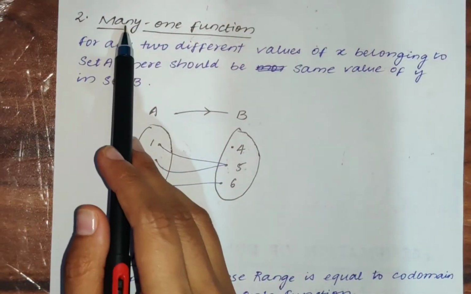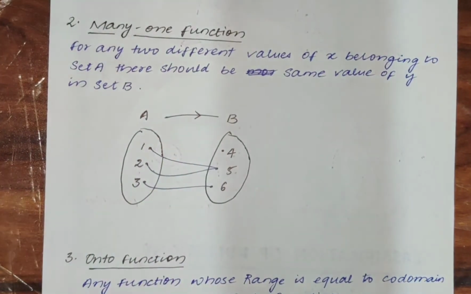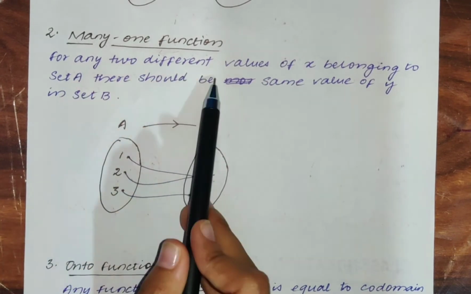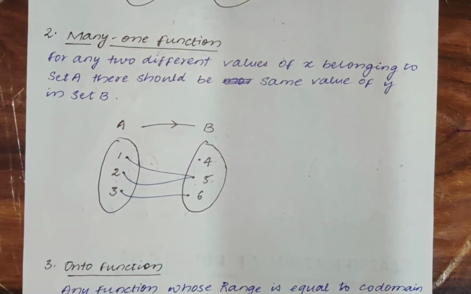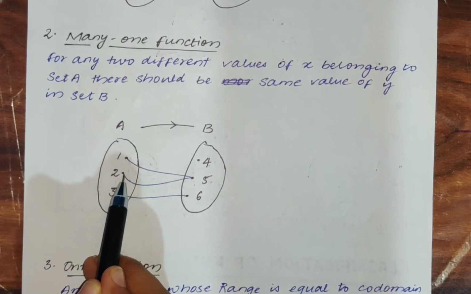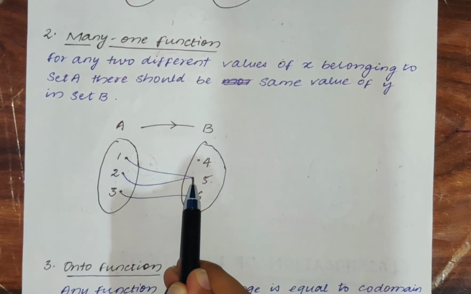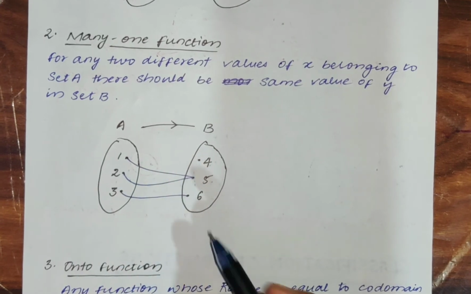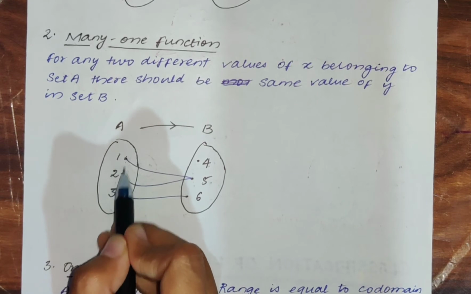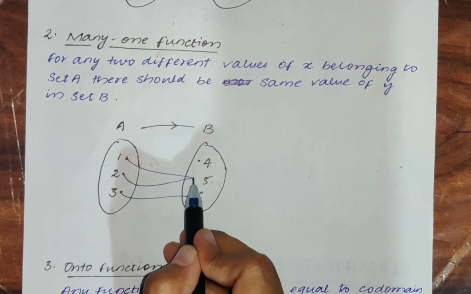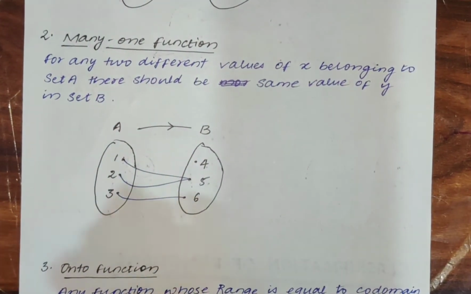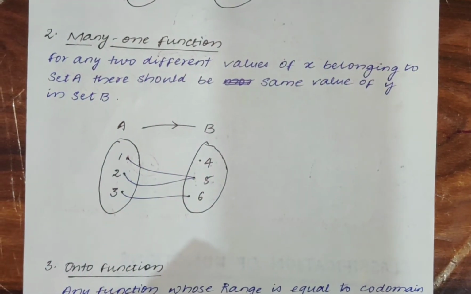As the name suggests, many to 1. So for two different values of x belonging to set A, there should be the same value of y in set B. If we look into this diagram, there are two elements 1 and 2. They are mapped with one element in set B, that is 5. So there can be two values of x for one value of y. Two values of x can have one image in set B. So this is a many-1 function.